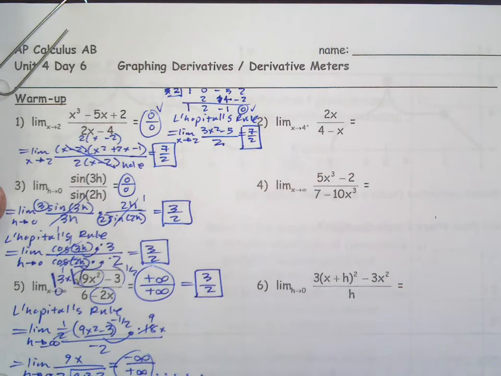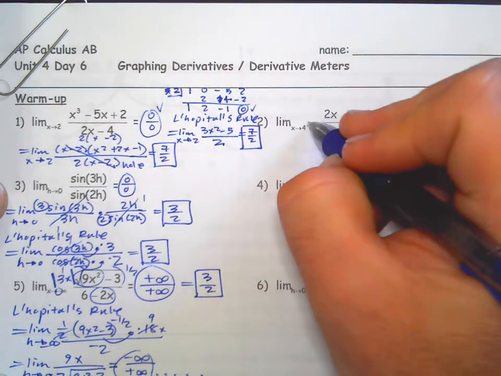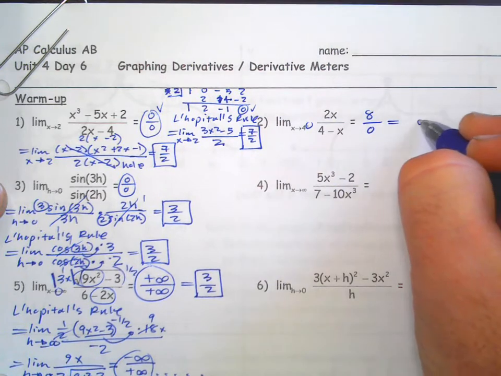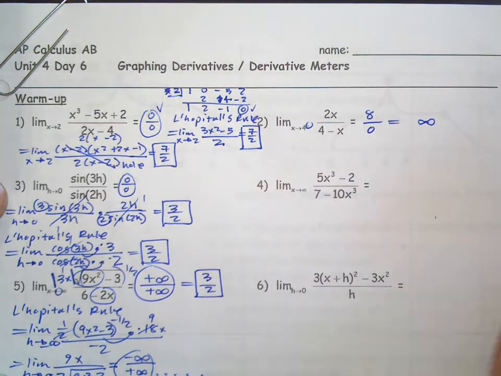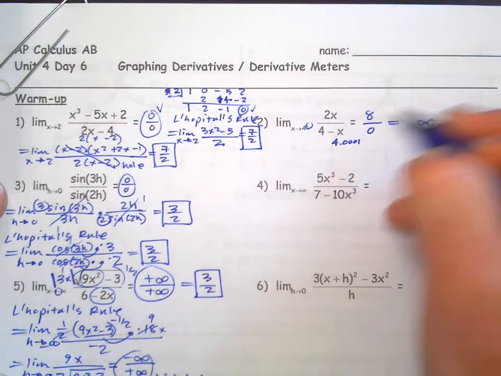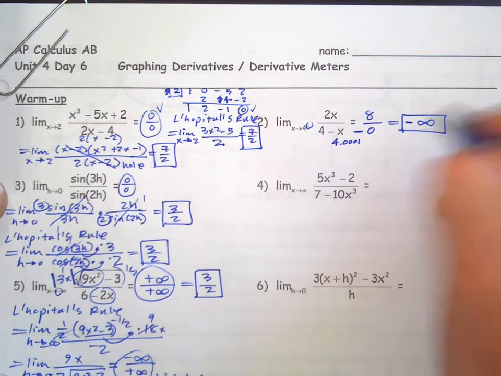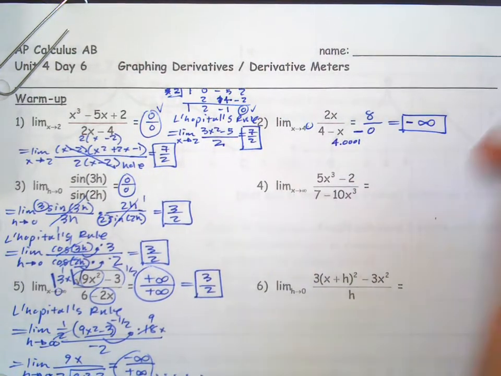Okay, going up to the top, we're approaching 4 from the right side. It's going to be 8 over 0. But that means it's going to be some kind of infinity. Positive, negative? Well, we're approaching 4 from the right, so that's something a little bigger than 4 where the x is, and that's going to be negative, so that's going to be negative infinity. Okay, that's the work you could show. It's not a whole lot of work.